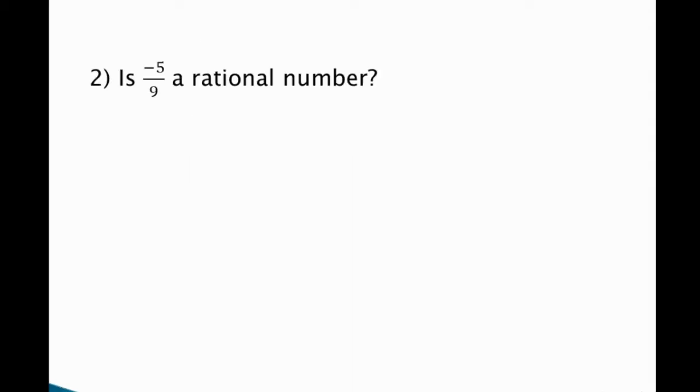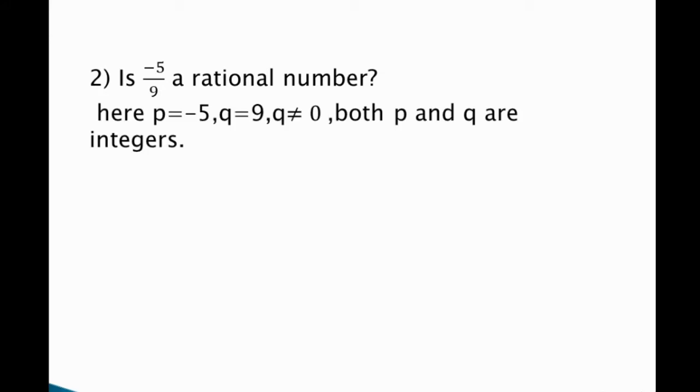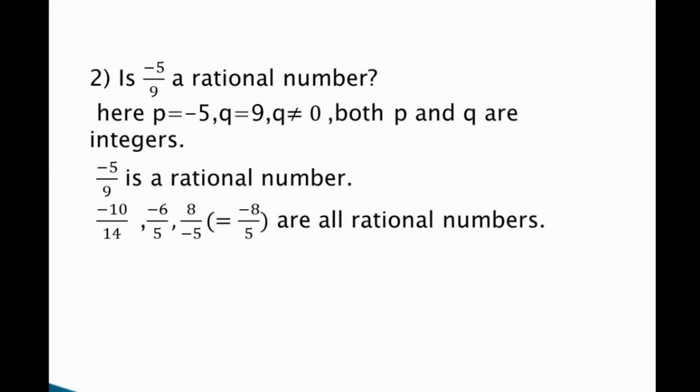Is -5 by 9 a rational number? Here p equal to -5, q equal to 9 and q not equal to 0. Both p and q are integers. Therefore, -5 by 9 is a rational number. So, -10 by 14, -6 by 5 are all rational numbers.